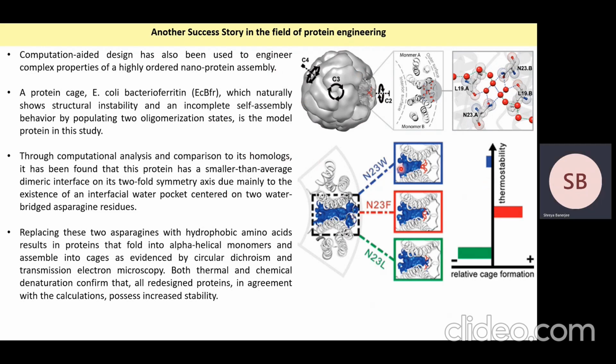Now, if the asparagine are replaced by hydrophobic residues like tryptophan, phenylalanine, or leucine, you can see that the relative tendency of cage formation is quite high in phenylalanine. And thermostability wise also, it is the best compared to all the analogs. Because in the other two analogs, while thermostability might be there, the cage formation tendency was not that much. So clearly the asparagine to phenylalanine mutation is the best for both thermostability and formation of the cage.